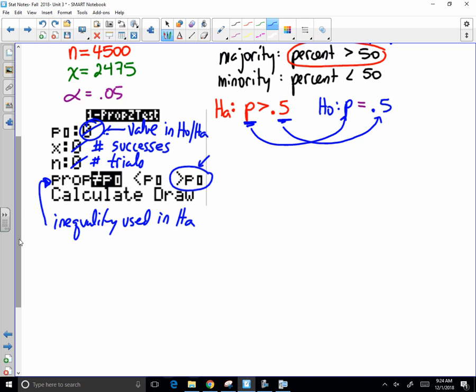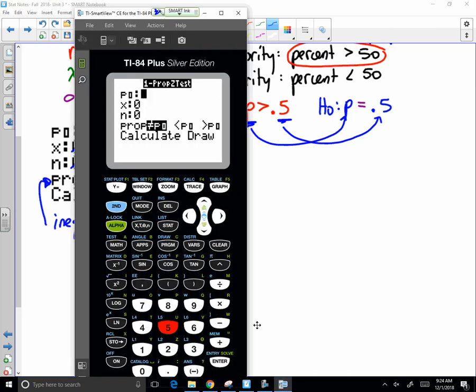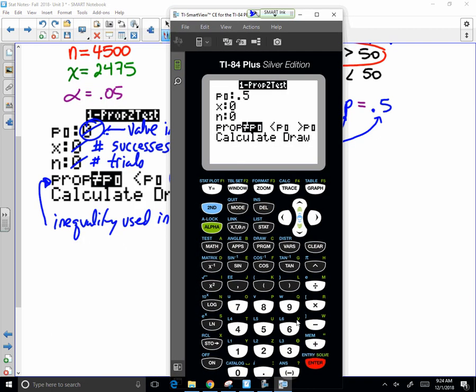So let me put these numbers in. Hit enter on calculate, and we'll see where we're at. So 0.5. Enter. 2475. The problem almost always will give you the n value first, then the x, but the calculator always wants the x first, then the n. Number one cause of error here is people putting it in backwards, getting an error message, and wondering why. Well, if you have only 2,475 people, how can you have 4,500 successes if you're only asking them the question once? So go down to calculate and hit enter.